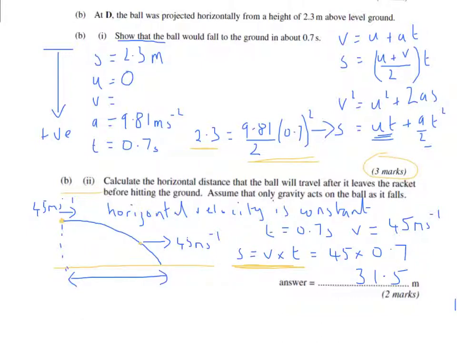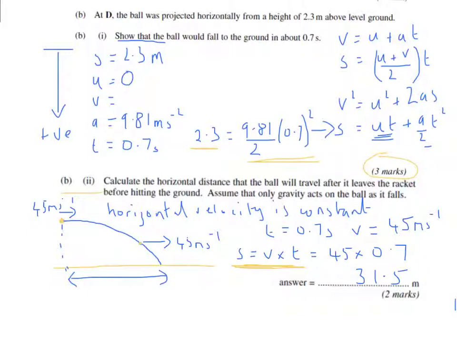Now the reason I just did v times t is because the velocity is constant. If the velocity is not constant, you can't use that. You have to use the suvat equation. You can use a suvat equation even if v is constant. You can have u and v the same, and you'll still get the same answer.